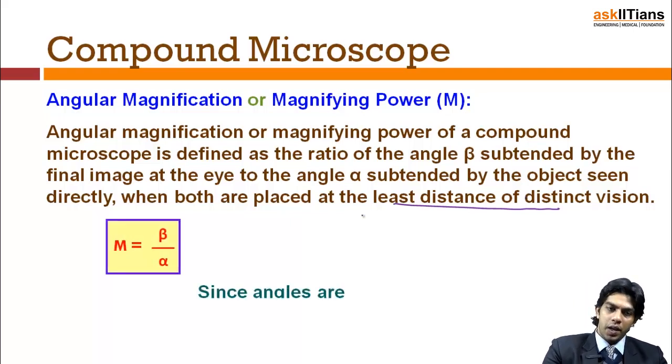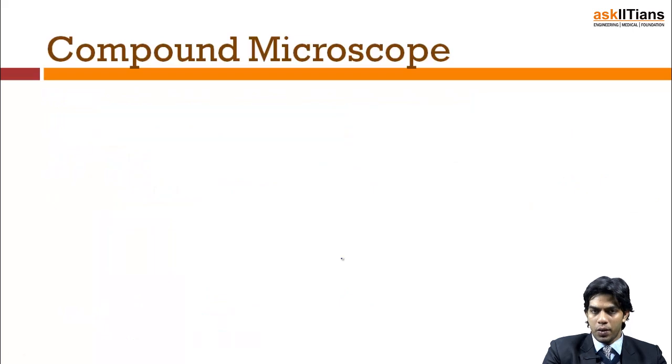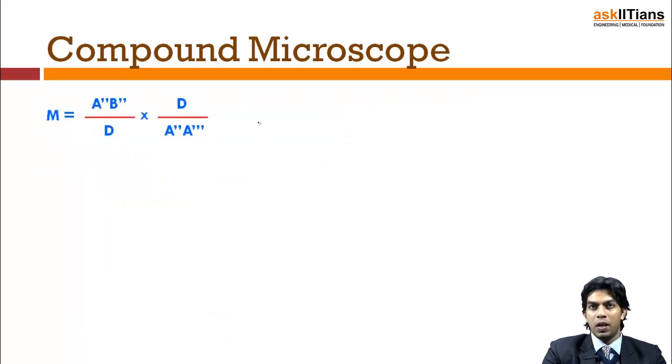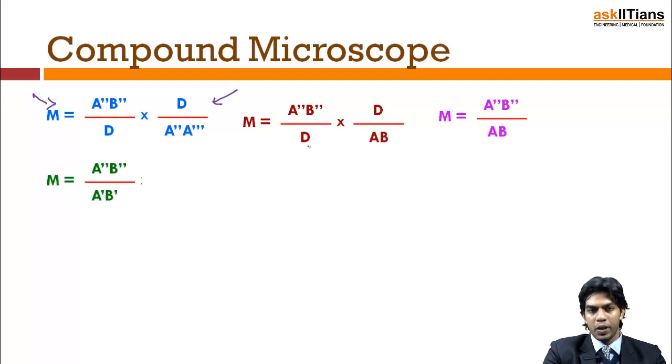So M is beta by alpha. Since angles are small, alpha can be written as tan alpha, and beta can be written as tan beta. Now using those properties, in the diagram which was just shown regarding the compound microscope, I will end up getting the magnification to be this. Now D is constant, so it will cancel out and I end up getting A double dash B double dash divided by AB.